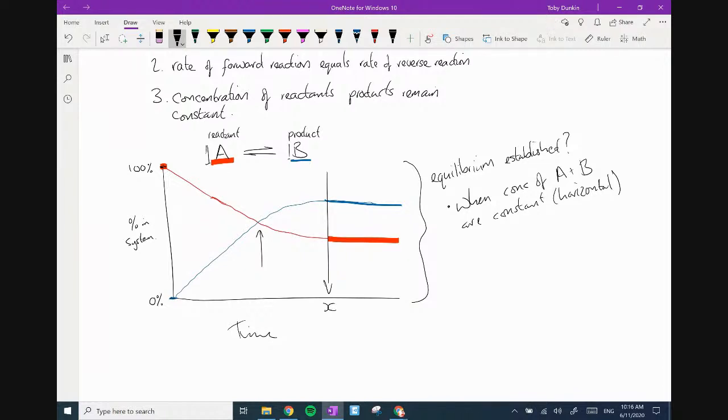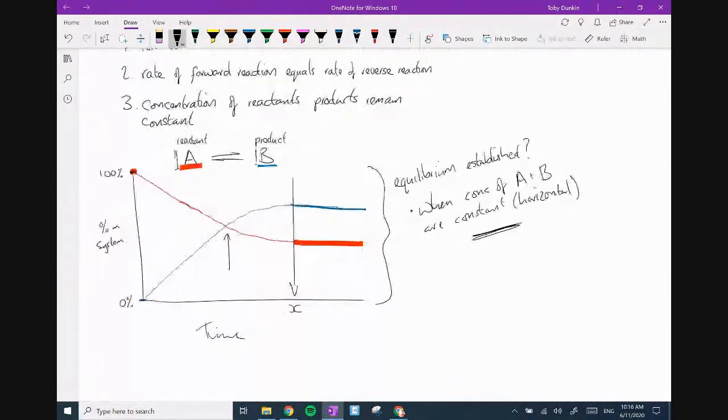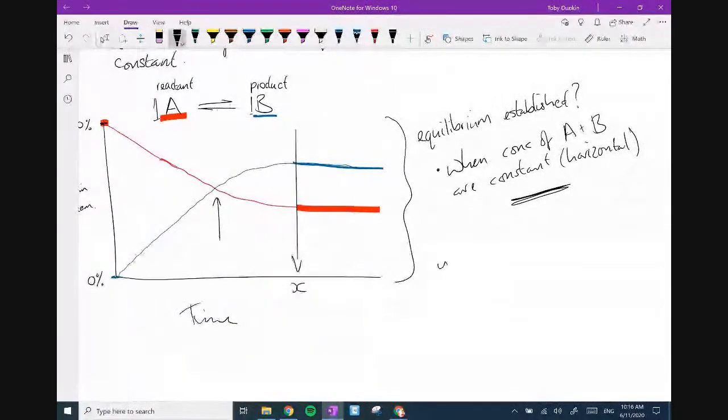The next thing is, which way does the equilibrium lie? Does it lie towards the products or does it lie towards the reactants? Try and zoom in a bit. Which side does the equilibrium lie?